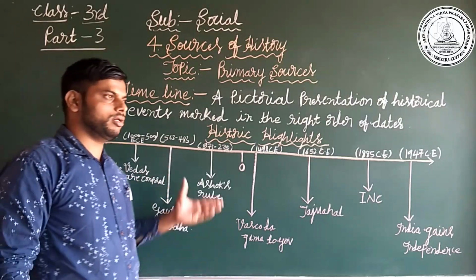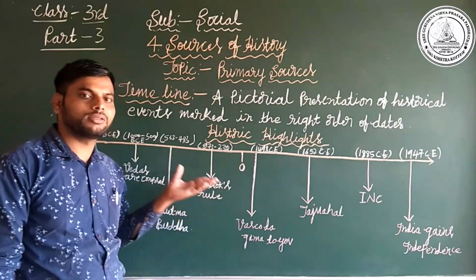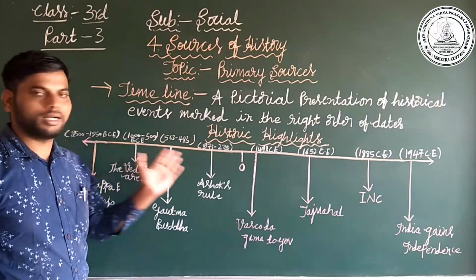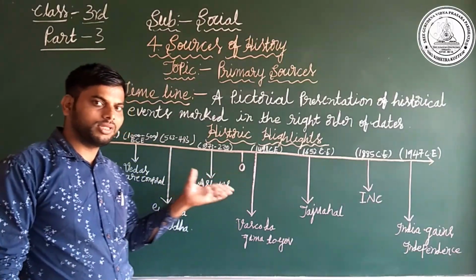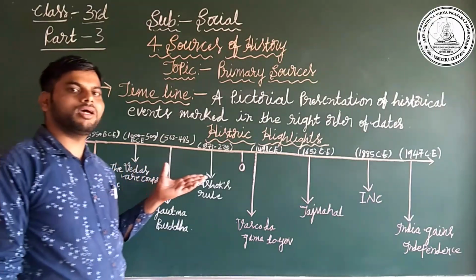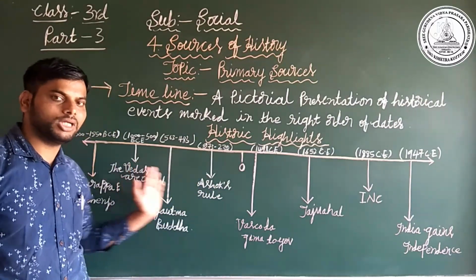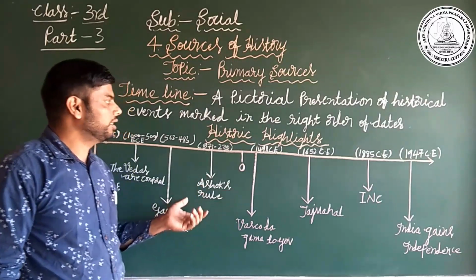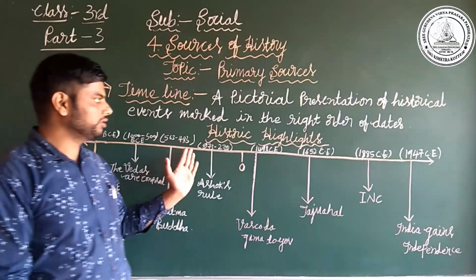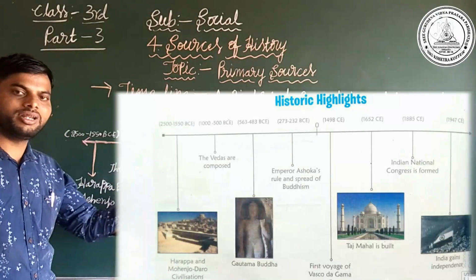For example, you can make your own timeline: your first birthday, second birthday, third birthday, like that. At home, you make a chart with pictures and photos by the year of your birthday, one by one. Here is one very good example of that: historical highlights, which is one kind of timeline, showing what happened in the country of India.